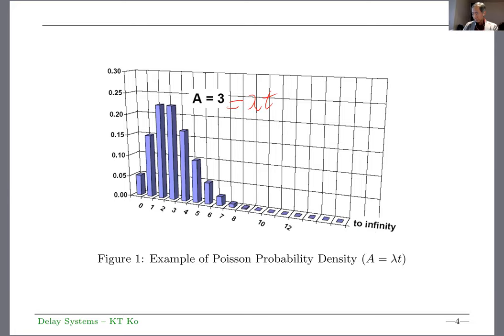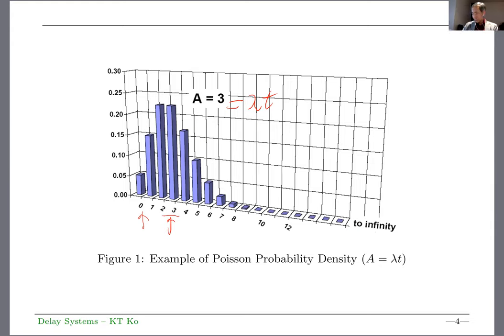Okay, so you have the number of calls into the telephone system. In this case, it's 0. That value means no call coming in, and that has about 5% probability. The most likely number of calls is around 2 or 3, which has about 22% probability, with a parameter of lambda t equal to 3.